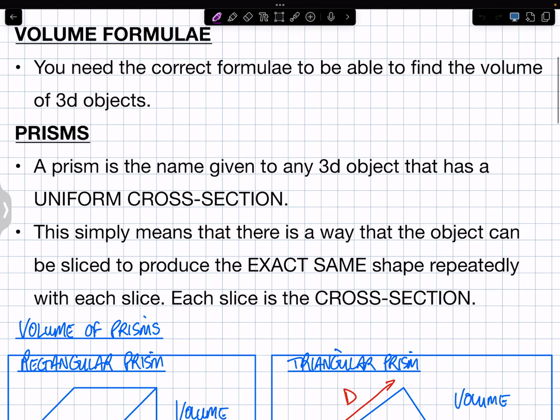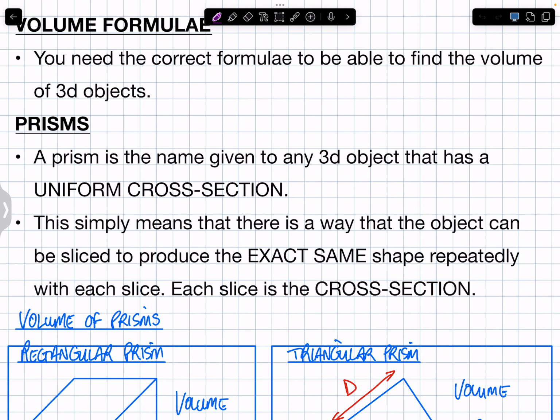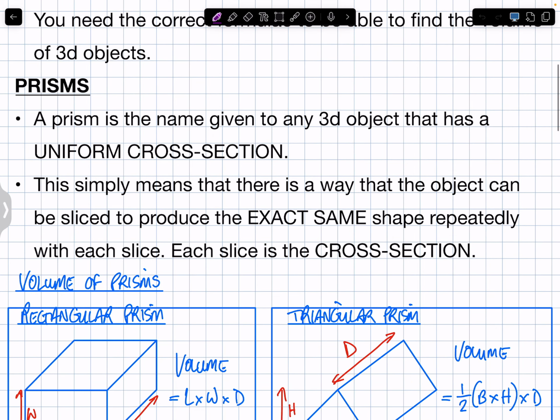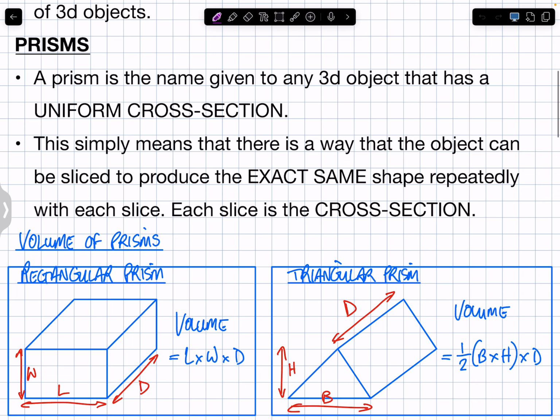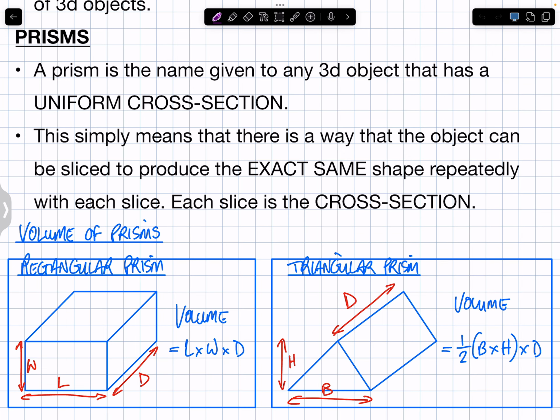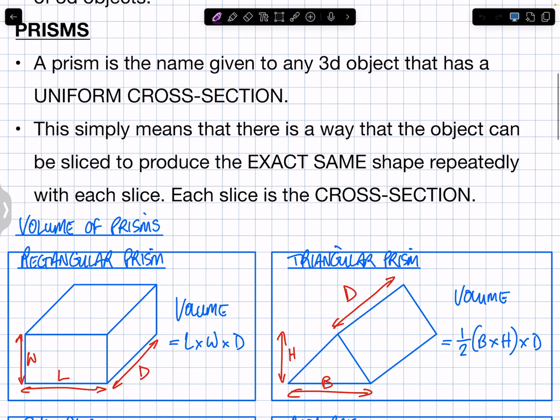Just like you had the formulae for the surface area of certain shapes, you need the volume formulae. The first shapes that you're going to start is a prism. So by definition, a prism is any 3D object that has a uniform cross-section. What does that mean? I can slice it the same shape over and over again.